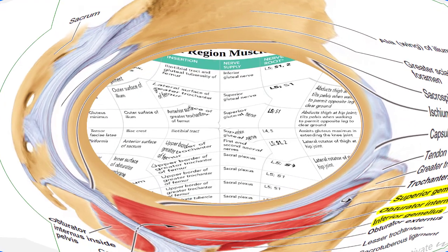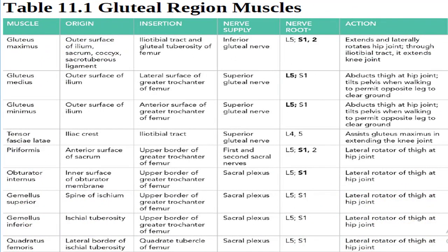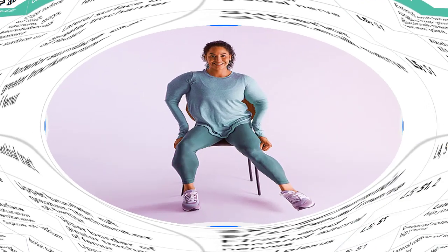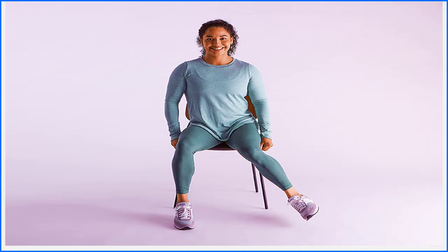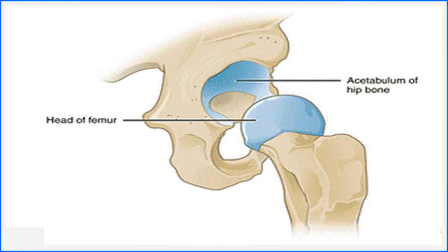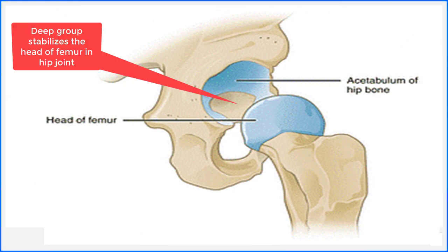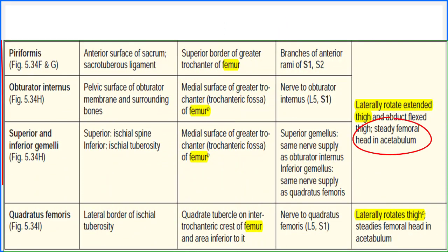Now at the end, I will tell you about the function of the deep group of muscles. Regarding their function, all muscles of this group act on the hip joint. They are not acting on the knee joint, and these are lateral rotators of the thigh at the hip joint. Besides this, I also told you at the start that gluteal muscles also stabilize the head of the femur in the acetabulum. So these deep group muscles of the gluteal region are stabilizing the head of the femur in the acetabulum.